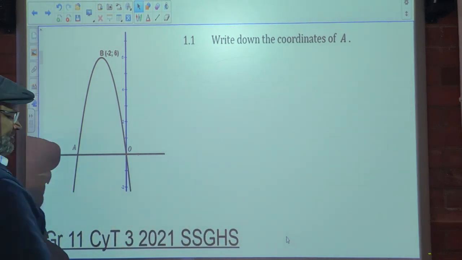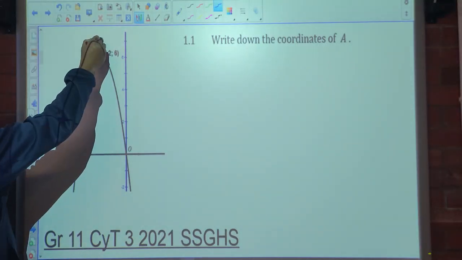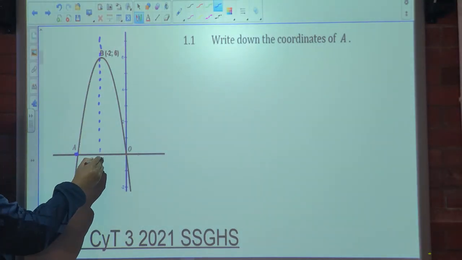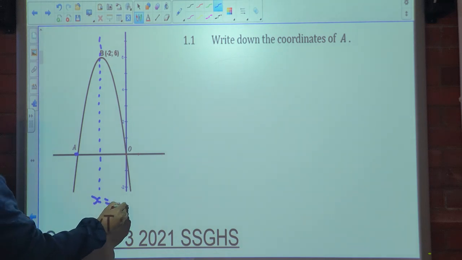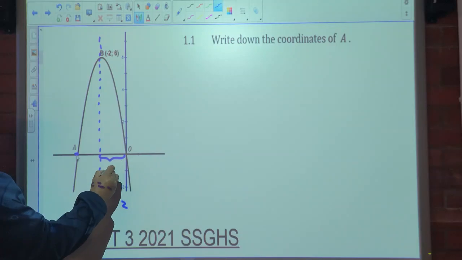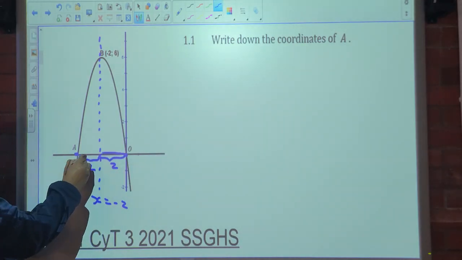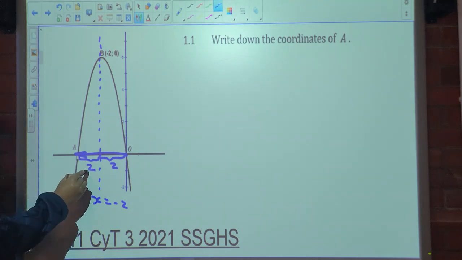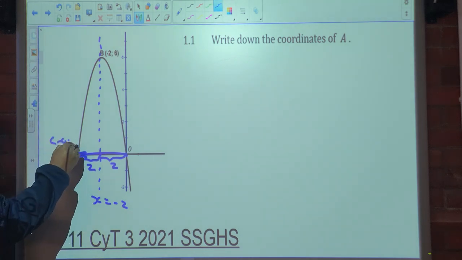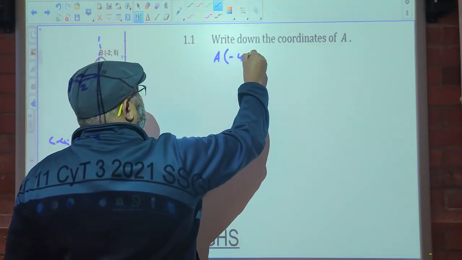Okay, as you can see here, A is your x-intercept. However, what is known is your axis of symmetry, which is x equal to negative 2. So this distance from there to there is 2, so that has to also be 2. So from the origin in that direction, A is going to be (-4; 0).